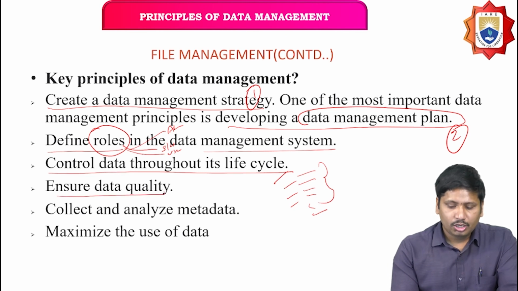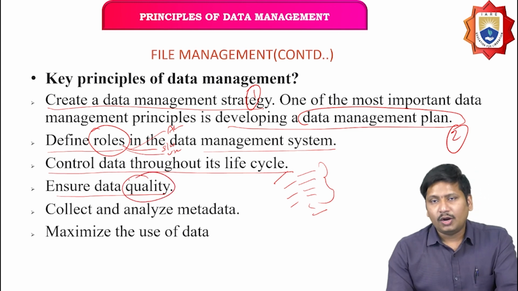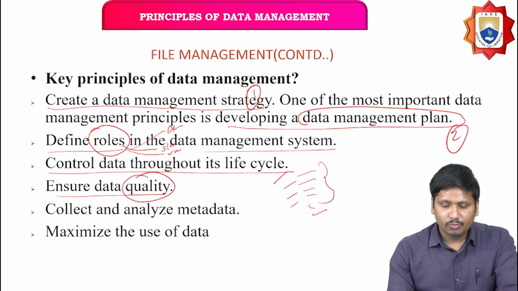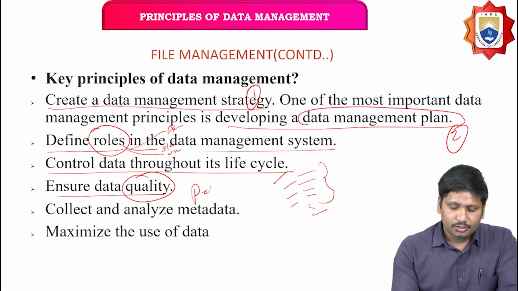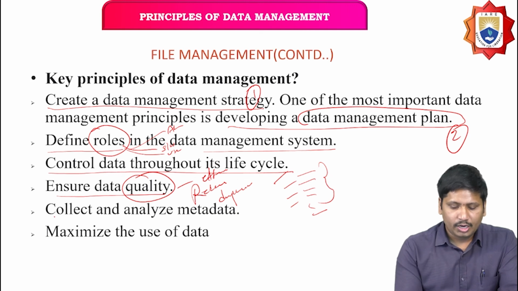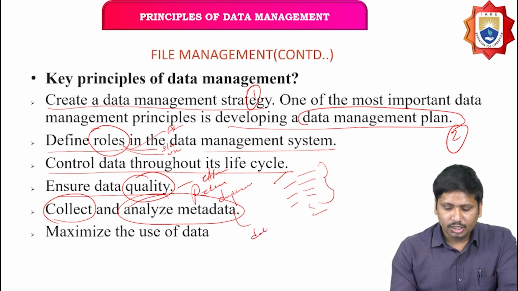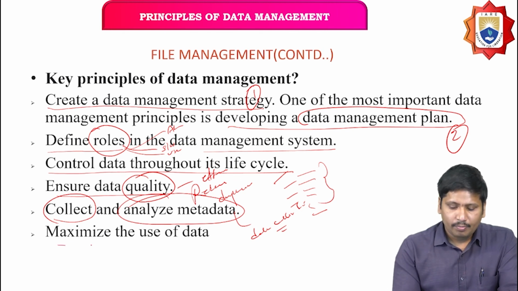And then ensure data quality. Data quality is a must and has to be maintained. The quality of the data is very important, and redundant, duplicate data is not going to be maintained. So all the time, data efficiency is very important. And then once the quality is ensured, you have to collect and analyze the metadata. Metadata means data within the data, and that is also going to be used. So the details of the data are maintained, and then maximize the use of the data. This is the final step.